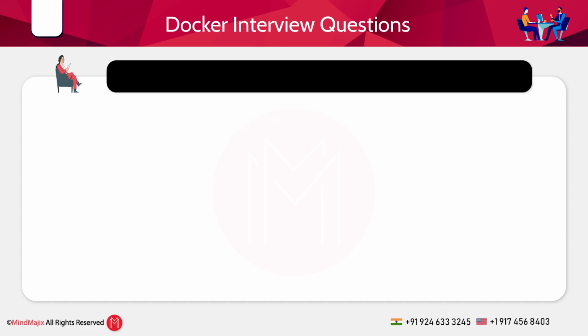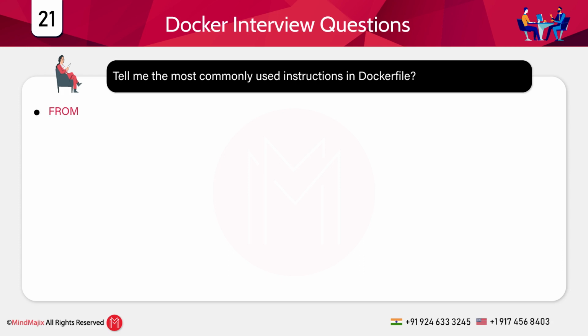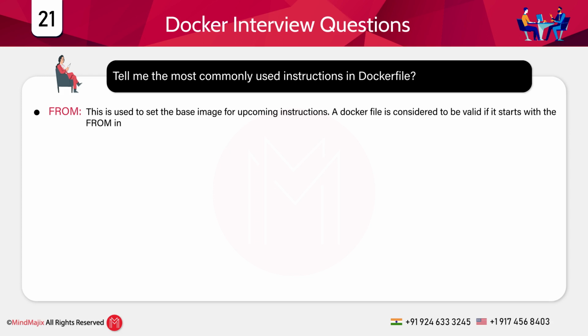Question number 21. Tell me the most commonly used instructions in a Dockerfile. So the first instruction is FROM. This is used to set the base image for upcoming instructions. A Dockerfile is considered valid if it starts with the FROM instruction.